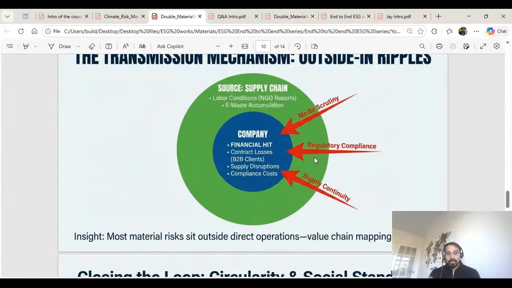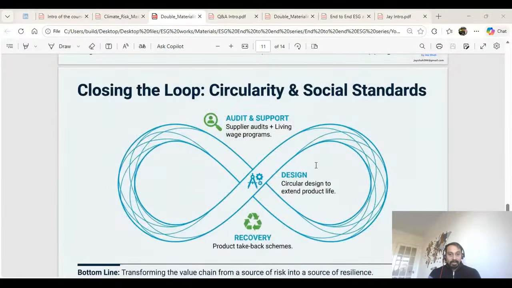So the main insight is that the most material risk sits outside direct operations, which is part of our value chain mapping. It is very important to understand how companies introduce supplier audits, living wage programs that help the local community, product take-back schemes, which are also helpful, and circular design standards. So it is important to understand that material risks sit outside direct operations, and value chain mapping is very critical for them.